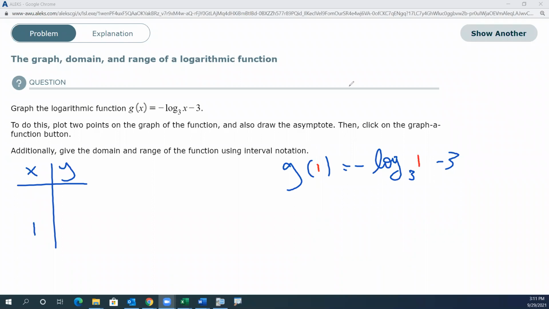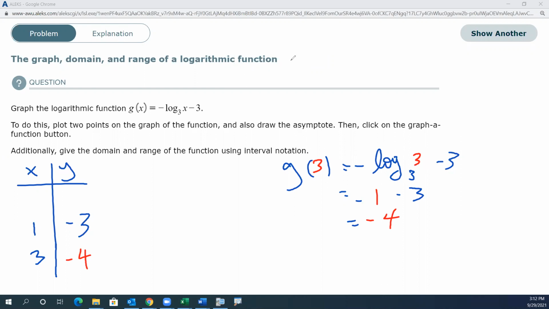Okay. And so that'll give us, let's see, log base 3 of 1. That is 0. And then we get negative 3. All right. And because I'm familiar with logs, I'm just going to pick numbers that work real nice. The next one is, let's do x equals 3. So if we do g of 3, well, log base 3 of 3 is equal to 1. And we get negative 4.